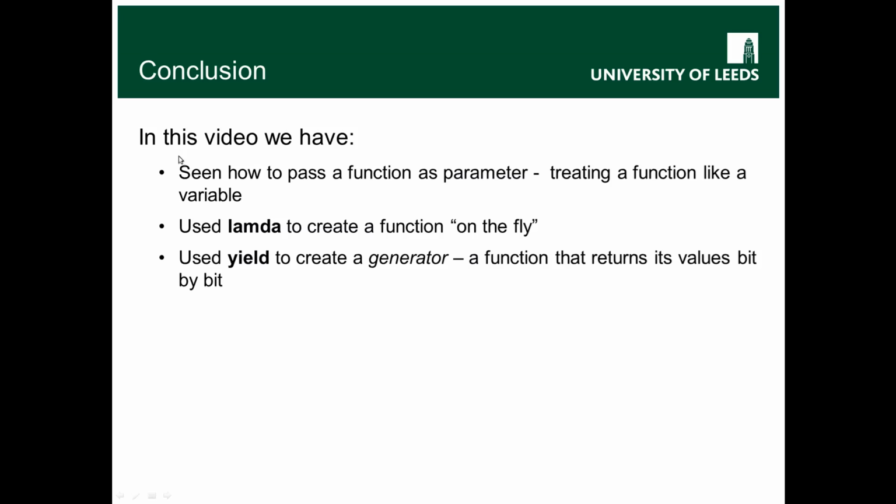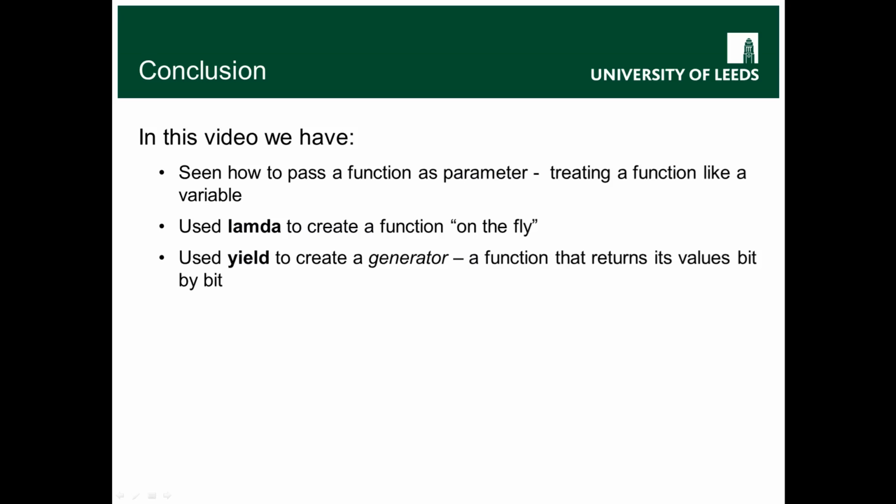Okay, so in this video what we've done is we've seen how you can pass a function as a parameter, so that's treating a function just like it's a variable, and actually this is quite an important thing in Python. If you're into your programming languages, then what this means is that functions are what they call first-class objects, and it's one of the things that means that Python can do something called functional programming. That basically means where you can write functions that work with functions. And we've used the lambda keyword to create a function on the fly.